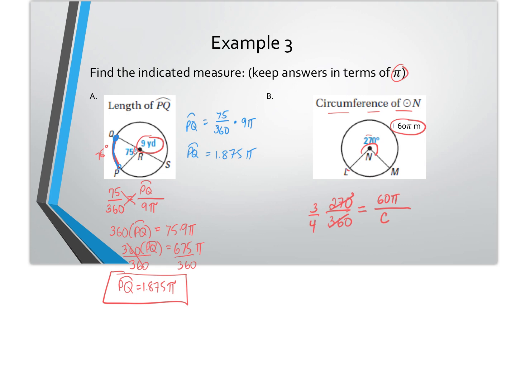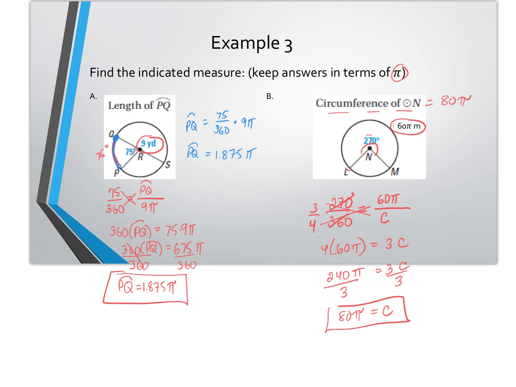And that's just a little bit easier, right? So if I did cross products, I would get 4 times 60 pi equals 3 times the circumference. So 240 pi equals 3 times the circumference. And if I divide everything by 3, I'm going to get 80 pi equals the circumference. So the circumference of circle N is 80 pi. Okay? And that's how I would solve it this way.